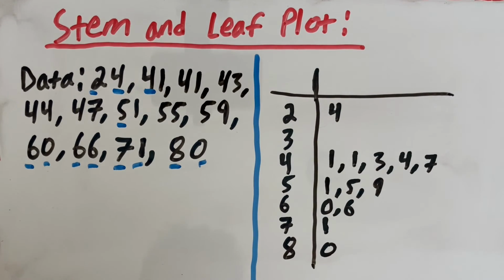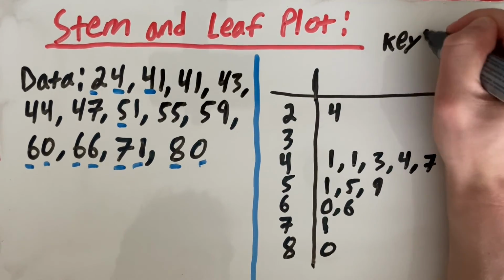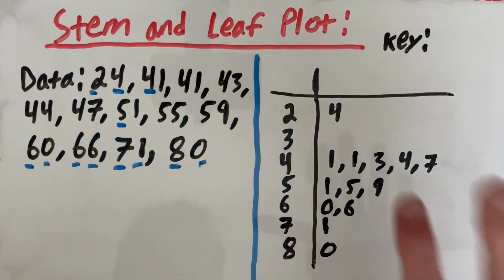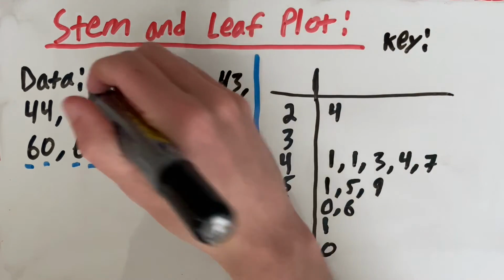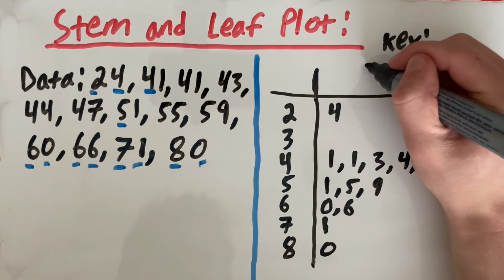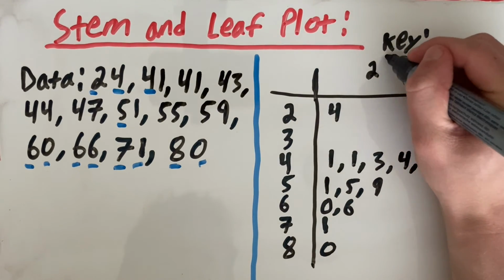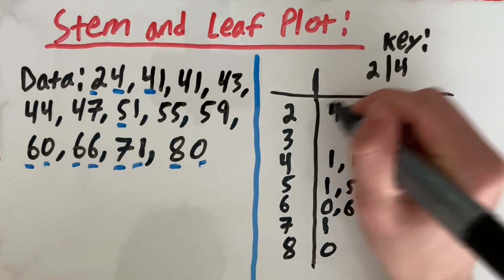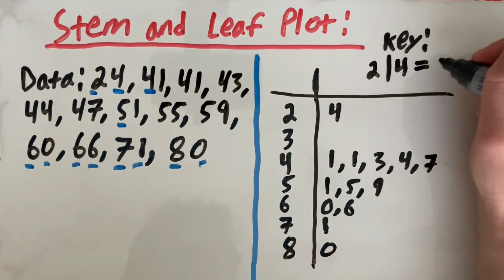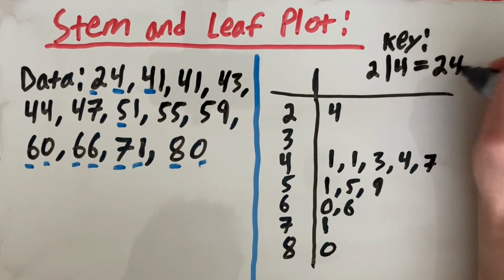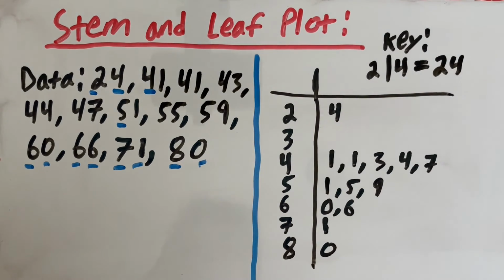Now your key helps people interpret it if they don't have the data. So let's say for 24, if we have 2, you do a line like that, and 4, you have to say that is equal to 24 so that people know. 2 line 4 could equal anything. It could equal 2.4. But the key helps people interpreting the graph know that 2 line 4 is equal to 24. Anyway, that's how you make a stem and leaf plot.